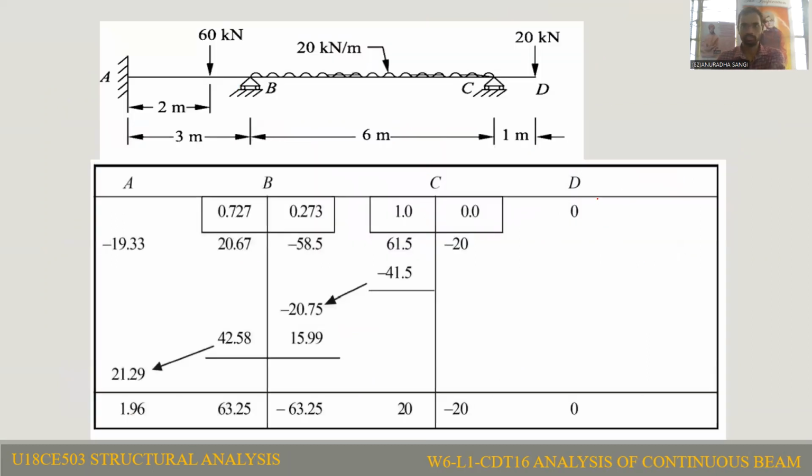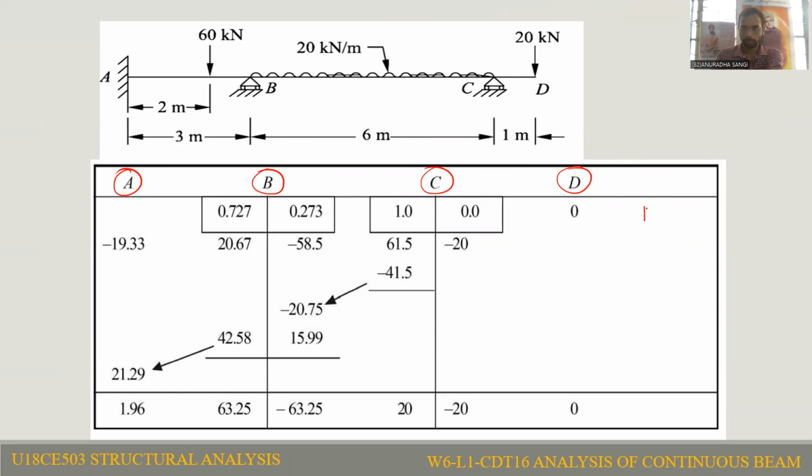After calculation of distribution factors, we need to form the distribution table. So this is a distribution table. First of all, you need to write the supports A, B, C, D. Those are the supports you have to write. After that, in the first step, you need to calculate.